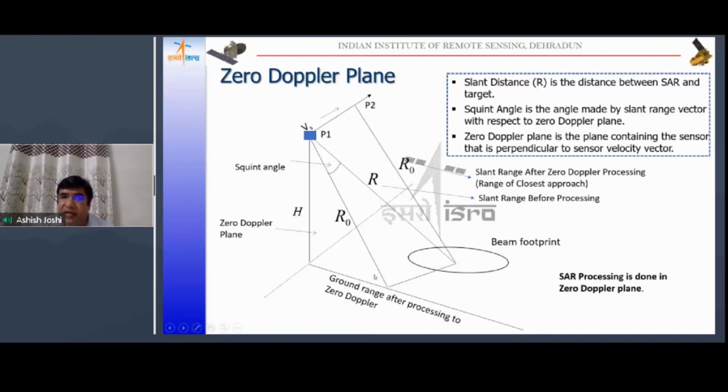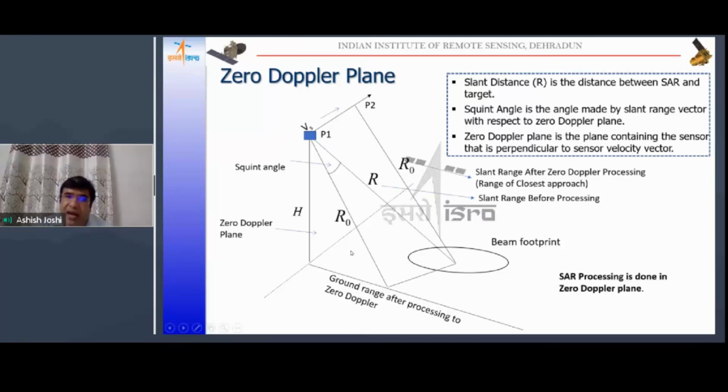So this is the range vector, and this is the zero Doppler plane, which is perpendicular to the motion of the sensor. What is the zero Doppler plane? The zero Doppler plane is the plane containing the sensor that is perpendicular to the sensor velocity vector. So this is the motion of the SAR, and the perpendicular is the zero Doppler plane. This is the range, and we have to do the processing in the zero Doppler plane, so we have to transform this plane into this plane. We have to find this R in the zero Doppler plane.